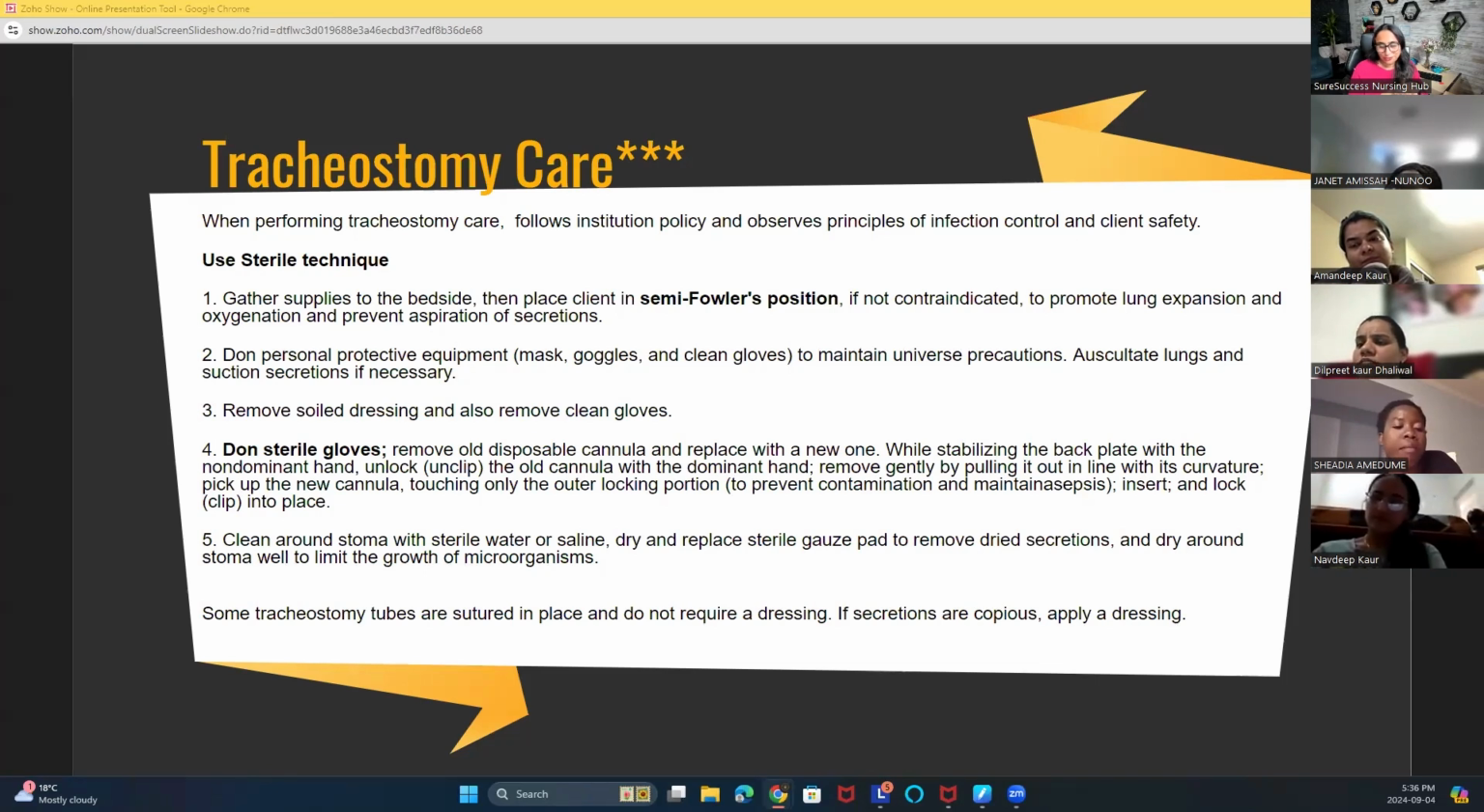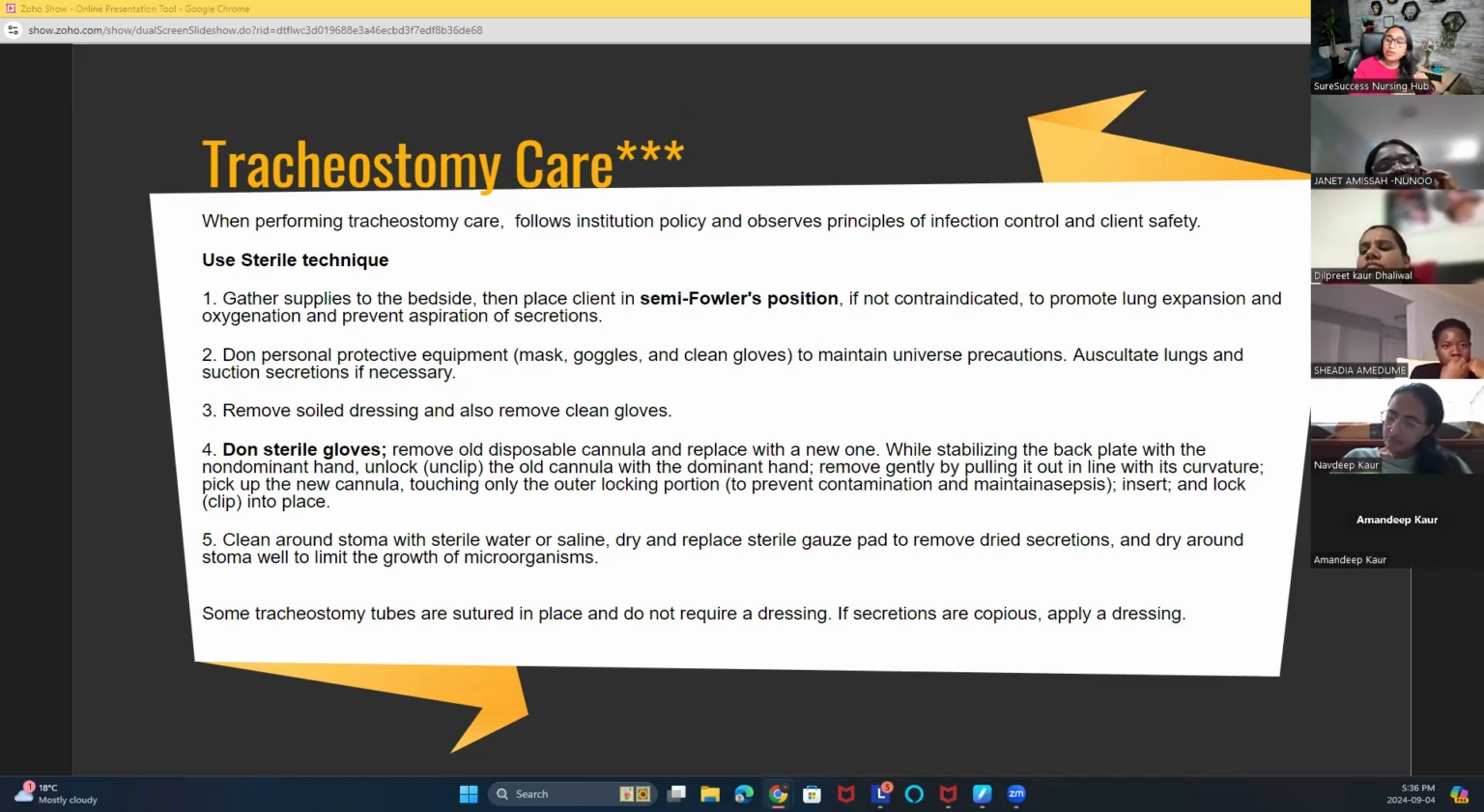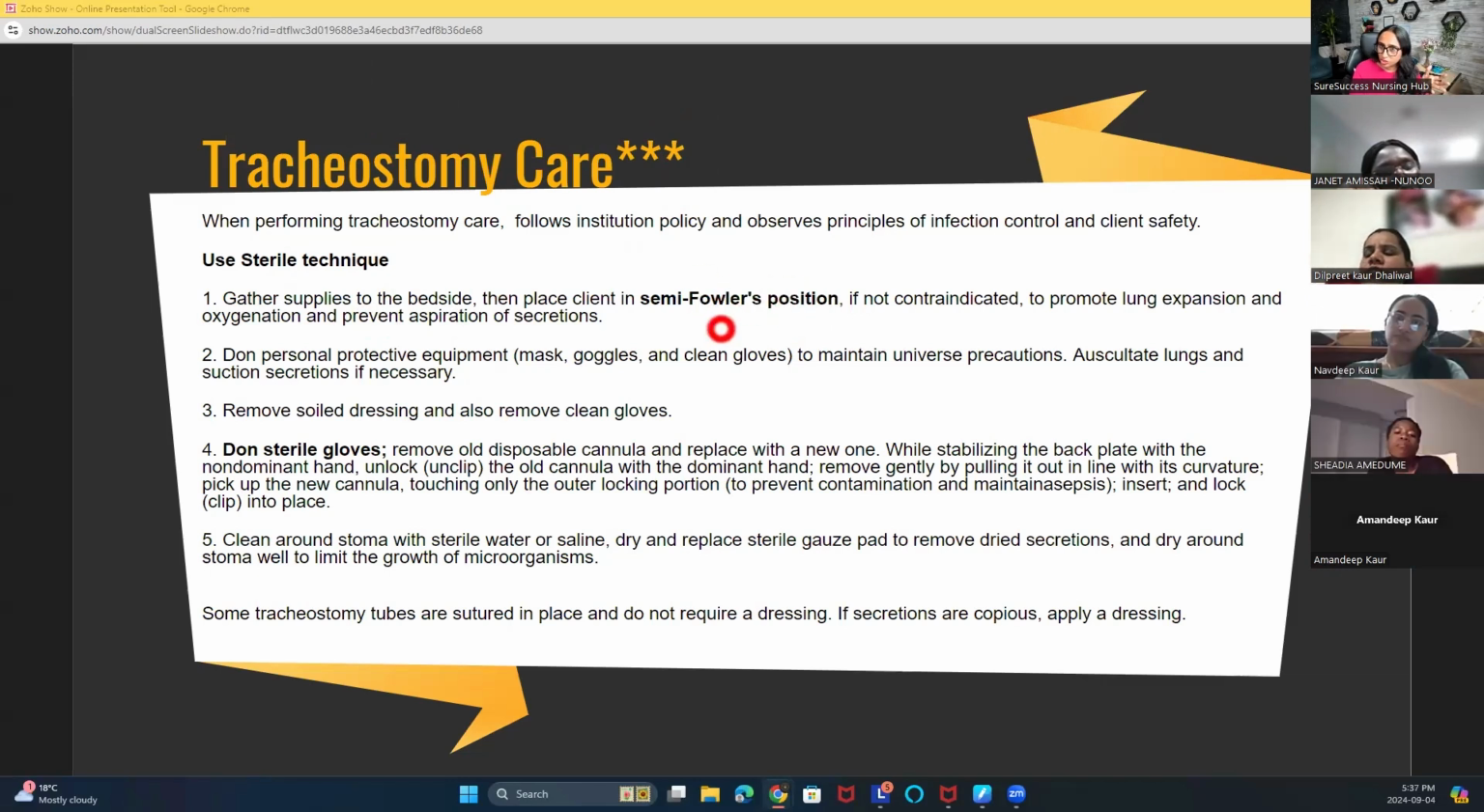Okay, so once again, students, tracheostomy care. Why I put a star is because it came in the NCLEX exam. Tracheostomy care is very simple. Sometimes they give you the question, please put that in the right order. So first of all, you always gather the supplies and put the patient into the right position, semi-Fowler position, unless it is contraindicated.